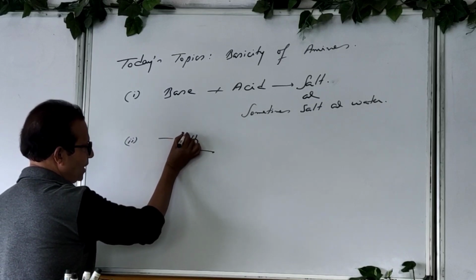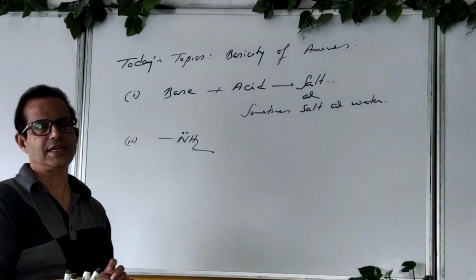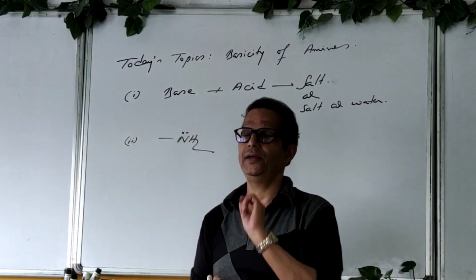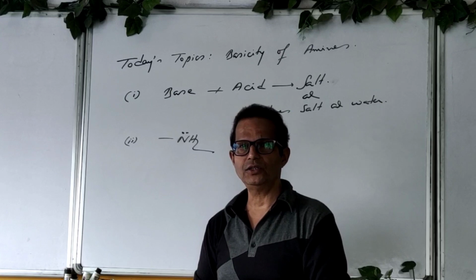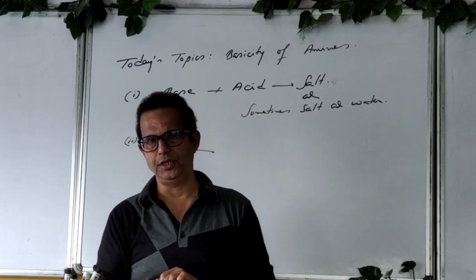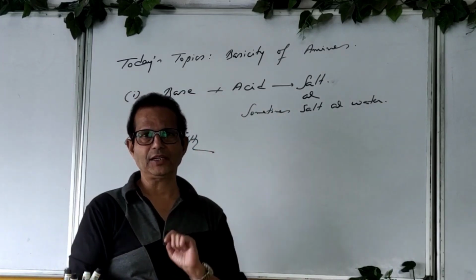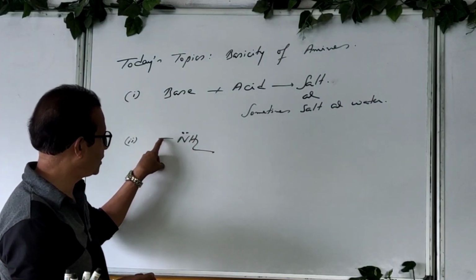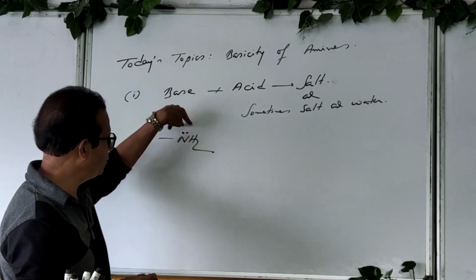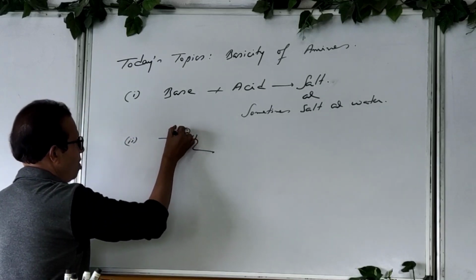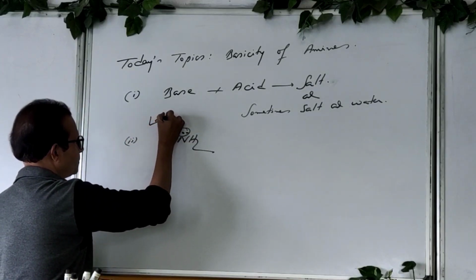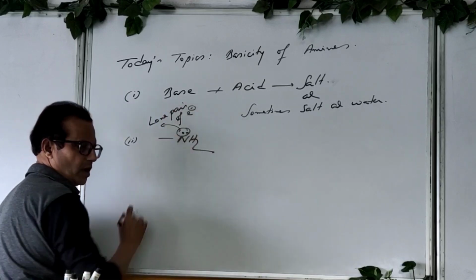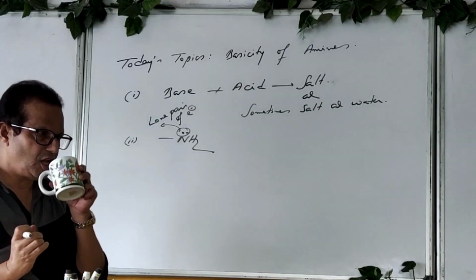nitrogen has a lone pair of electrons. You know that nitrogen has atomic number 7, electronic configuration 2, 5. So there are 5 electrons in the valence shell of nitrogen. Out of the 5 electrons, nitrogen makes bonding by giving 3 electrons, 1, 2, 3, and 2 remain. This is the lone pair of electrons.